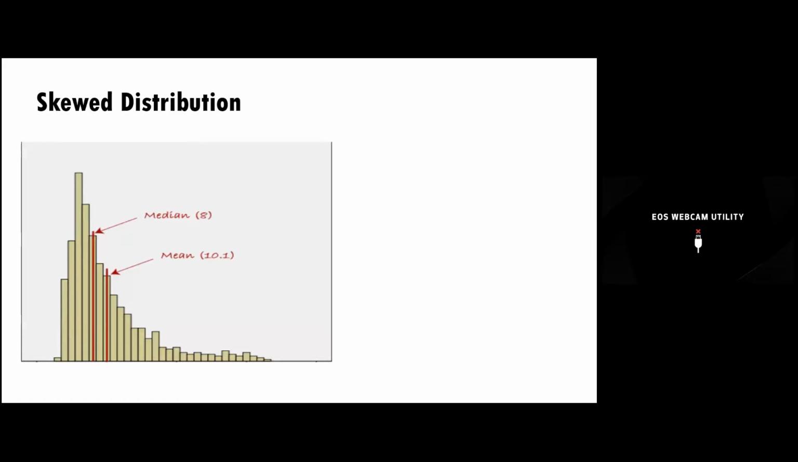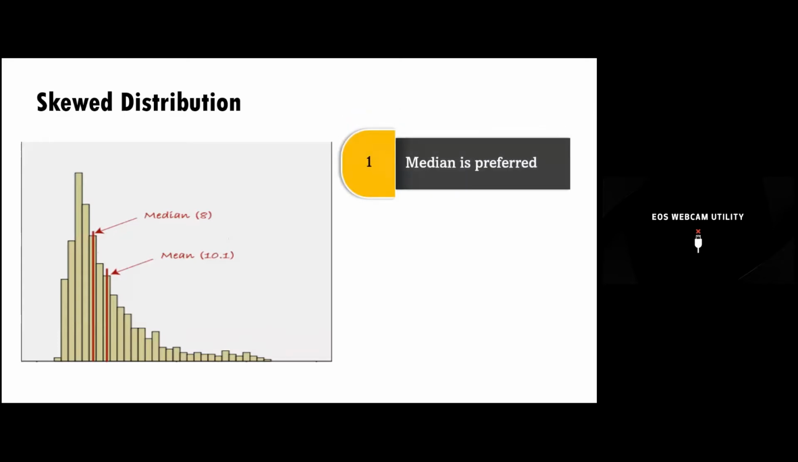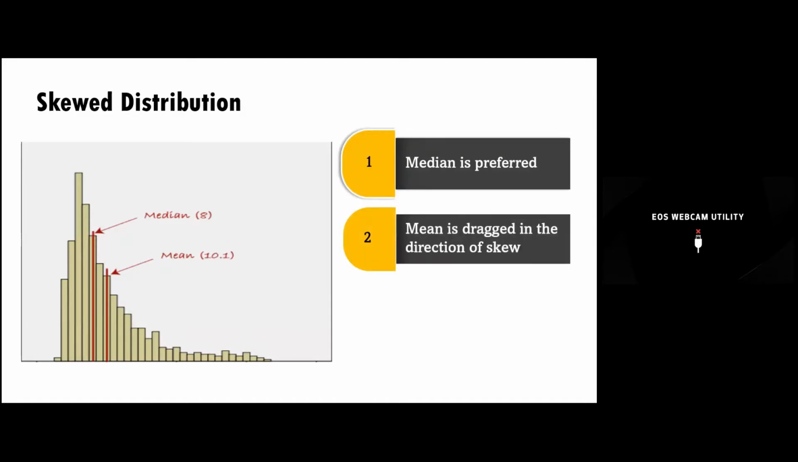This is one graph where you can see a skewed distribution, and this is the tail. If the tail is going towards the right side, the data is skewed towards the right side. So by the direction of its tail, you tell whether the data is right skew or left skew. In this case, you can see that the mean is more than the median, because the mean is sensitive to extreme values. So if the data is skewed in nature, the preferred measure of central tendency is the median with the interquartile range, because the mean is dragged towards the direction of skew.